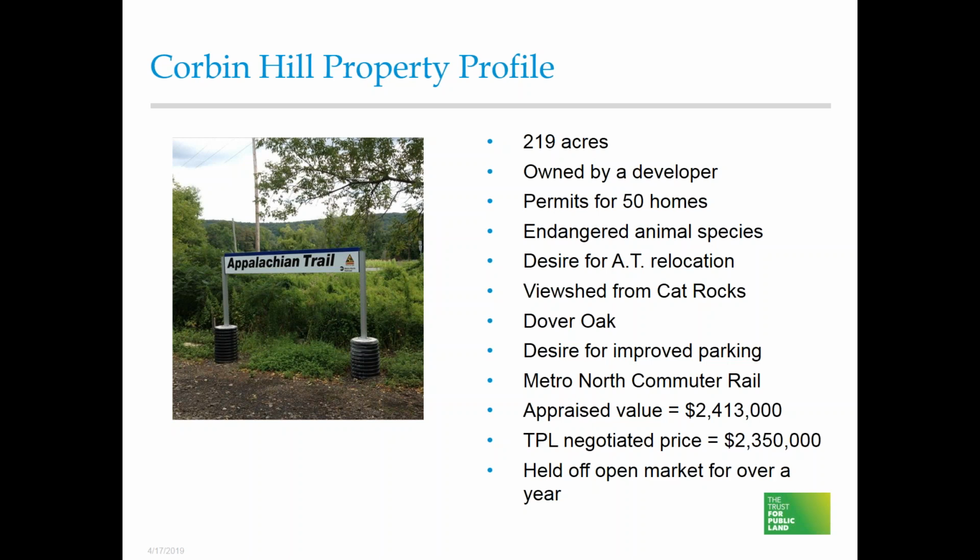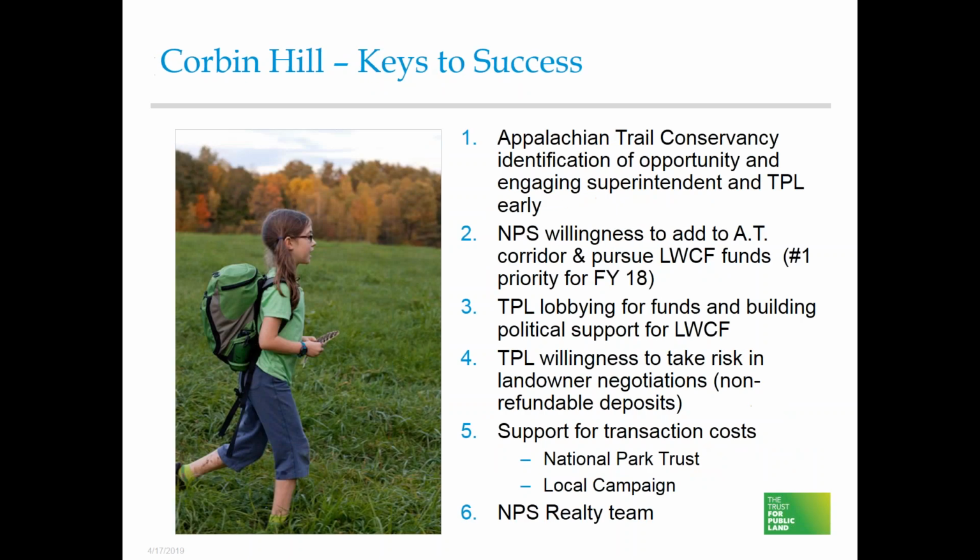So we stepped in and worked with the landowner to negotiate an acquisition contract and put down non-refundable deposits to give us time to go through the federal appropriations cycle. We also negotiated a fixed price acquisition, which turned out in the end to be a slight bargain sale. We had a firm value of $2.35 million. Turns out the final appraisal was a little over $2.4 million. So we saved the taxpayer about $63,000 by stepping in. And we held the property off the open market for over a year, waiting for the due diligence to be completed and for the funding to flow.